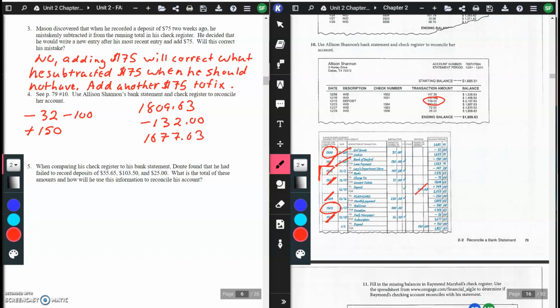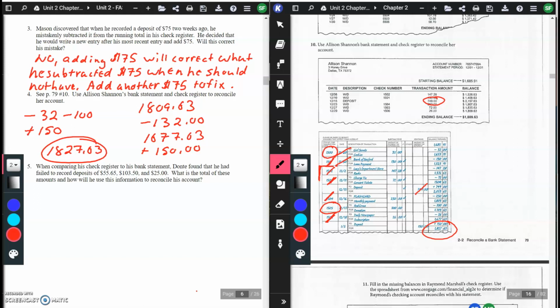Okay. Now, if you add on your 150, so plus 150, you're going to get $1,827.63. Okay. Does that match the number that Allison had on her record? Yes. Okay, so we've now reconciled her account. All right, and question 5.